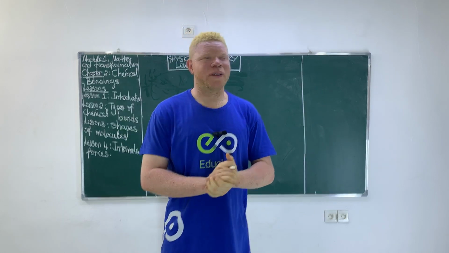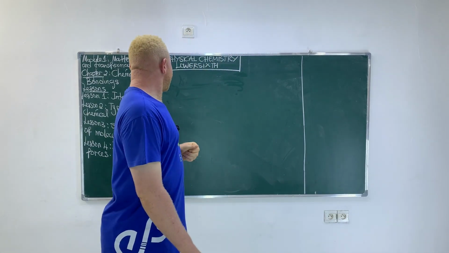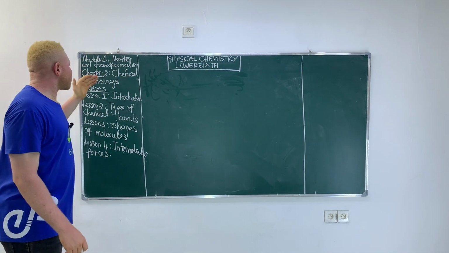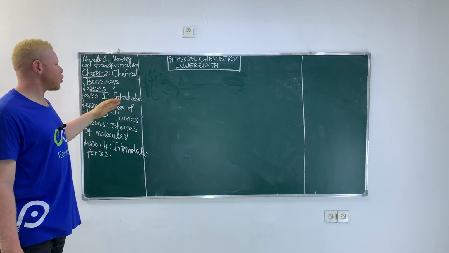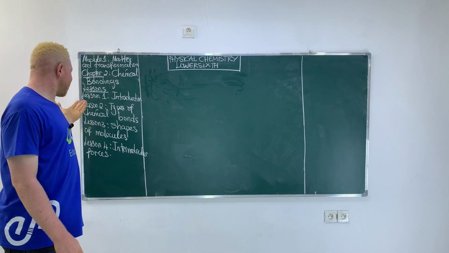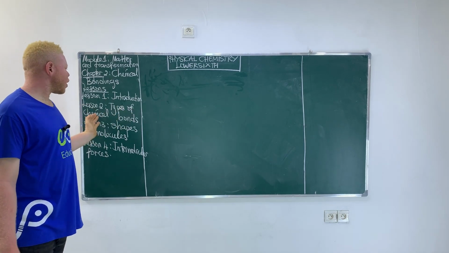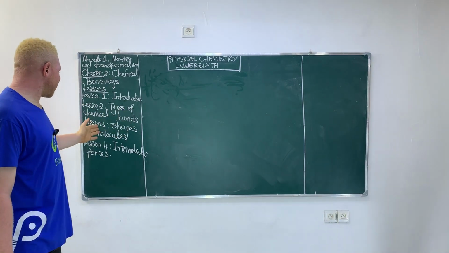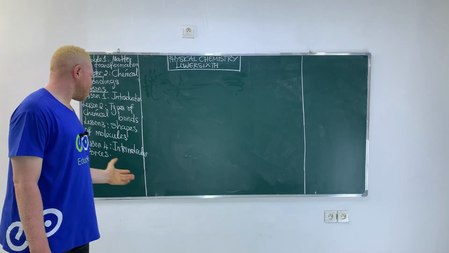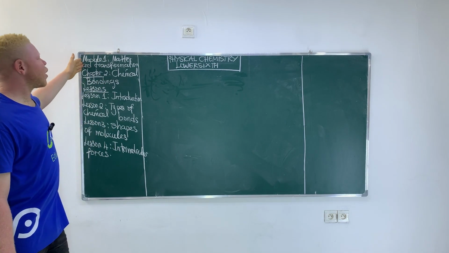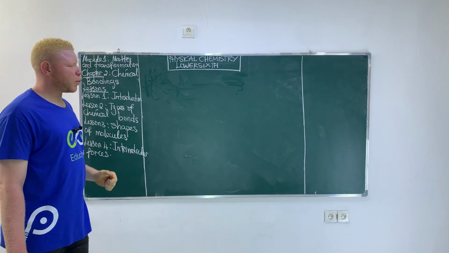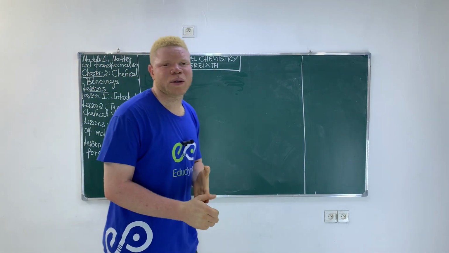So today we are going to see chapter 2, chemical bondings. In chapter 2 we are going to see lesson 1, introduction to chemical bondings; lesson 2, types of chemical bonds; lesson 3, shape of molecules; lesson 4, intermolecular process. We are still under module 1, which is matter and transformation. So we'll go straight to the point.